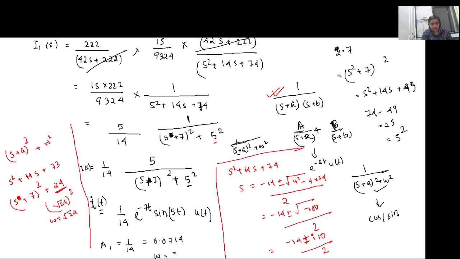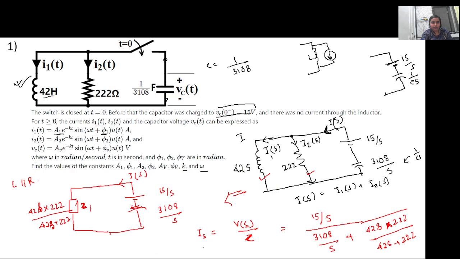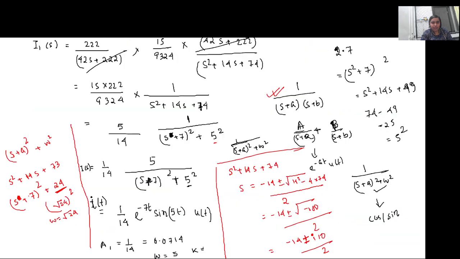Omega is equal to 5. k, let's see how the expression is, it is in minus kt, right? So k will be equal to 7, and in this case phi will be equal to 0, because there is no phase in that. It is sine of 5t. Had it been sine of 5t plus some 2 point something, some x value, then this would have been the phi. Since nothing is here, phi is equal to 0.